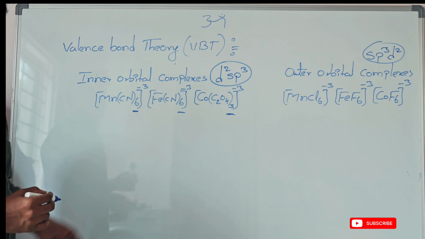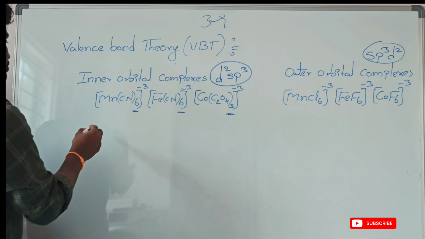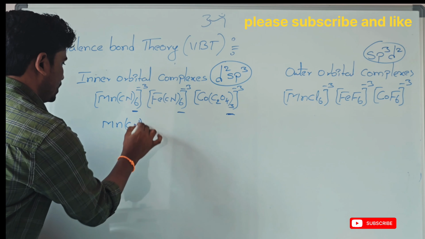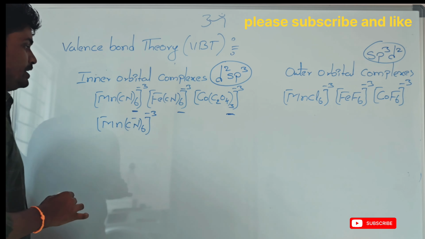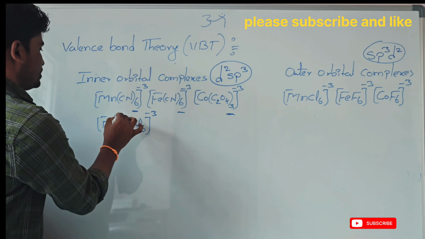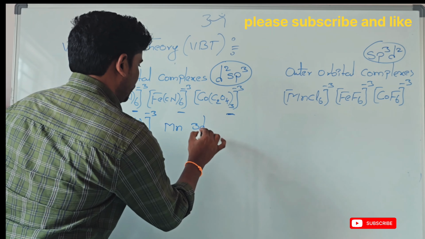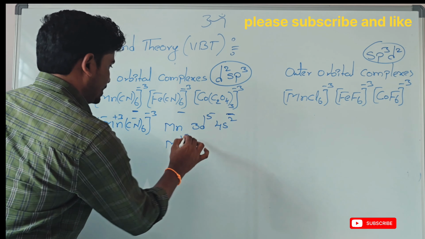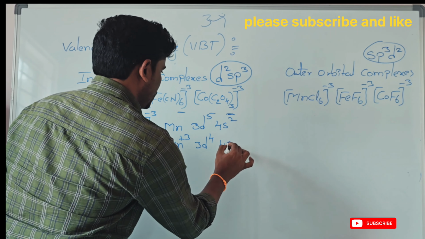Observe the magnetic behavior of each complex. Manganese here: what is the oxidation state of manganese in this complex, [Mn(CN)6]3-? CN minus, you know already, is a negative ligand. Here 6 ligands are present. For getting minus 3, how much is manganese? Plus 3. So manganese valence is 3d5, 4s2. Manganese plus 3, after losing 3 electrons, 2 from here and 1 from here, is 3d4, 4s0.